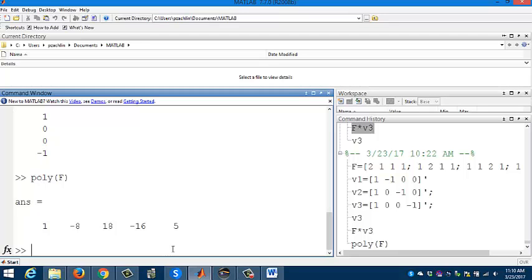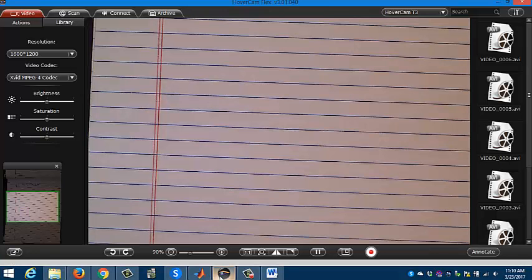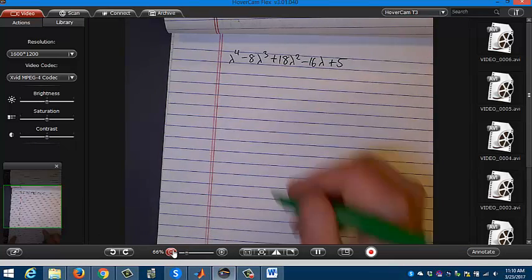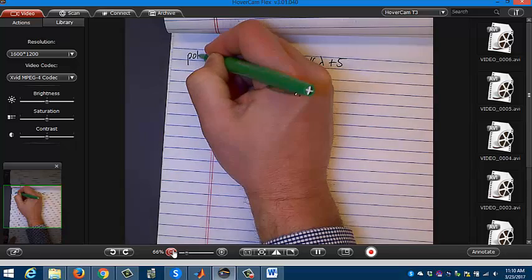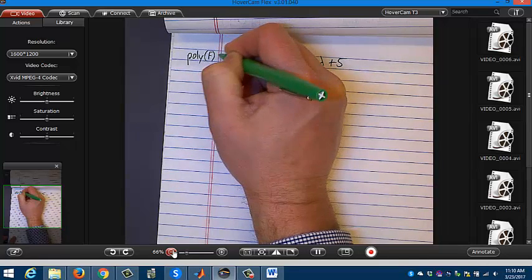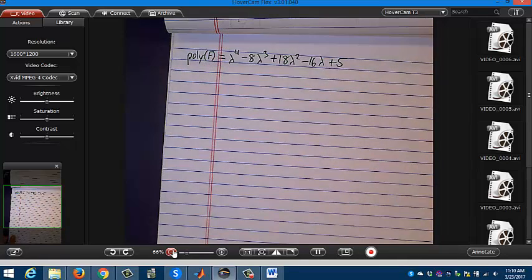Lambda to the 4th. Or, yeah, sorry, lambda minus 8 lambda to the 3rd plus 18 lambda squared minus 16 lambda plus 5. Yeah, let's write that down. That is, let me zoom out so you can see, that's the characteristic polynomial of F. So I'll say poly of F is equal to that. Right?